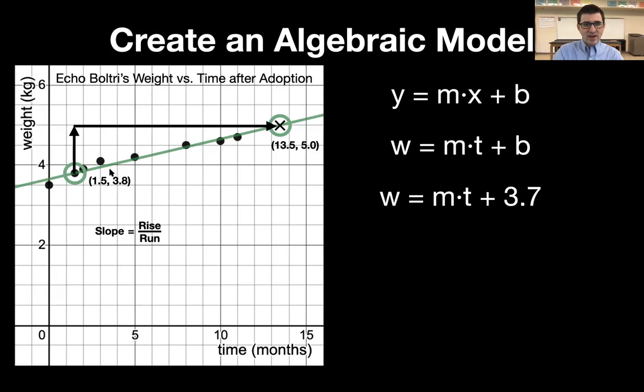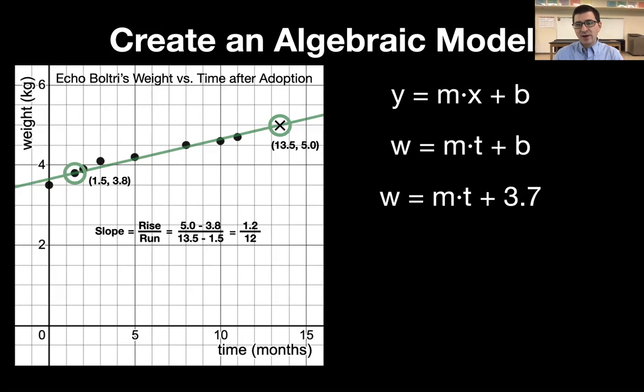So to do that, my weights, looks like it goes from 3.8 to 5, so I'll do 5 minus 3.8 to get the change there. And then the time goes from 1.5 to 13.5. So I'll keep the order the same. 5 minus 3.8, 13.5 minus 1.5, and I get 1.2 divided by 12.